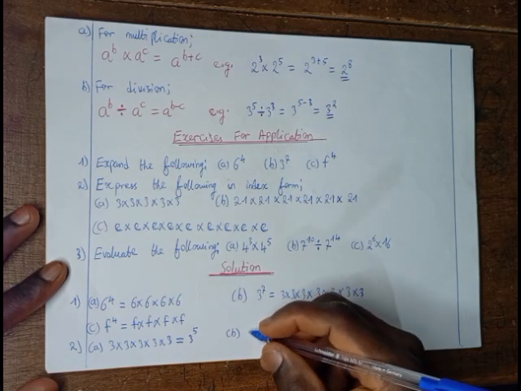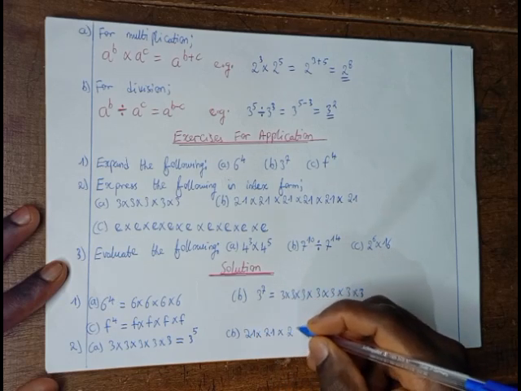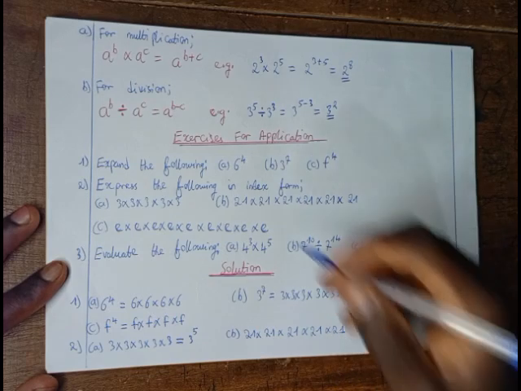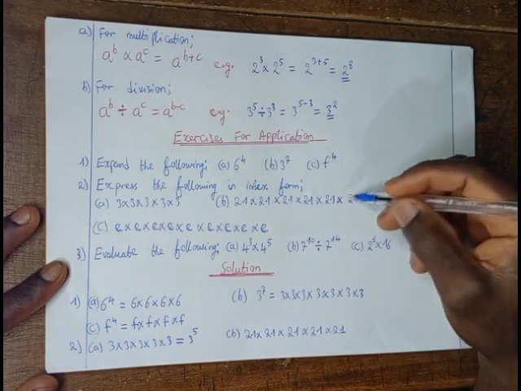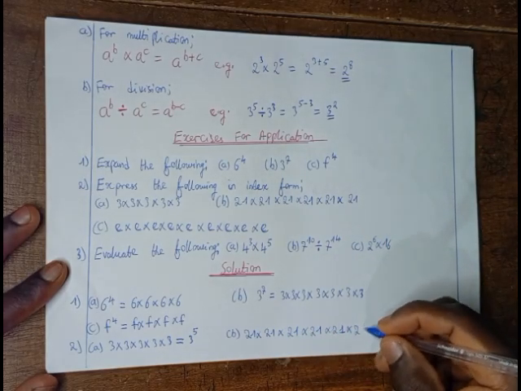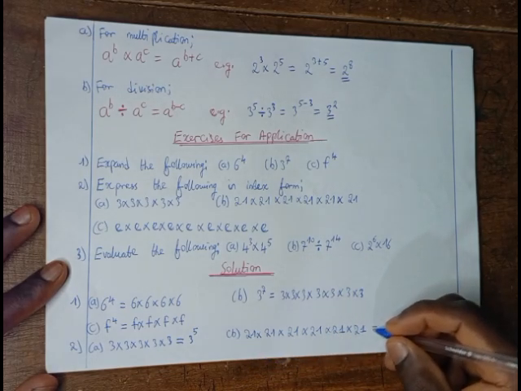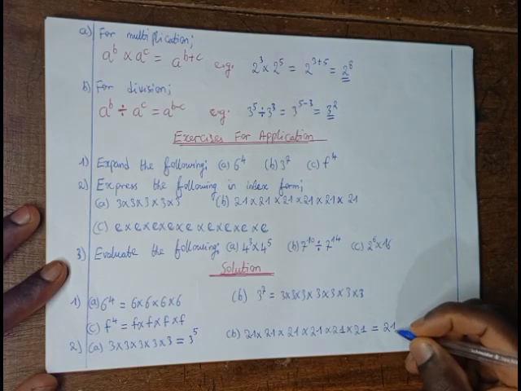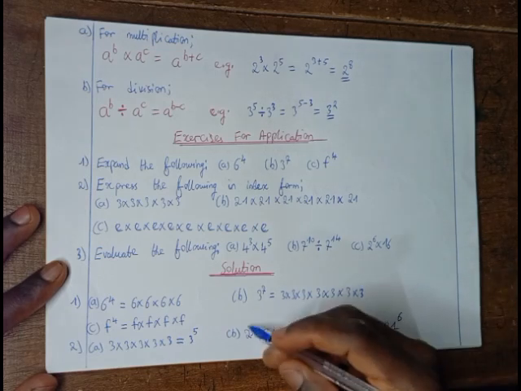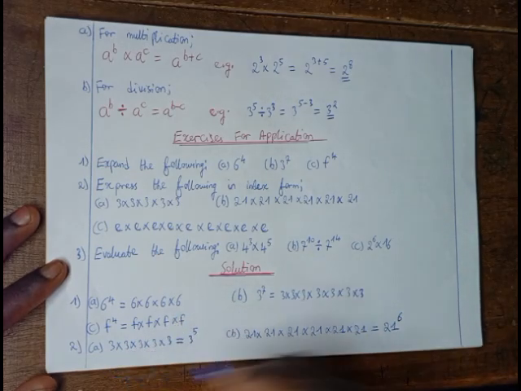For B, we have 21 times 21 times 21 times 21 times 21 times 21. Let's count 1, 2, 3, 4, 5, 6. We are multiplying 21 by itself 6 times, so this will simply be equal to 21 raised to the power 6. We go now to question C.